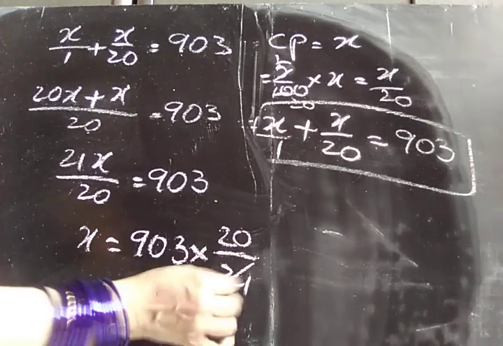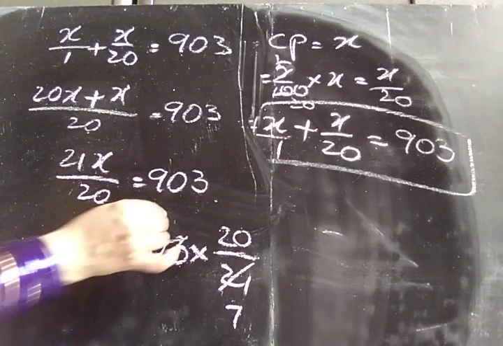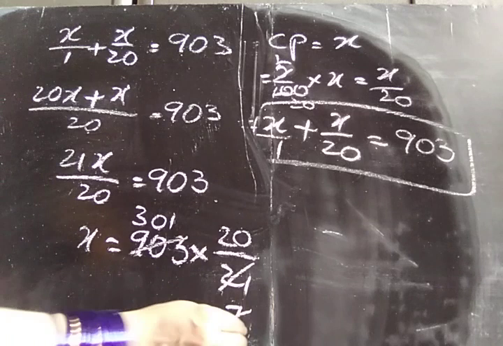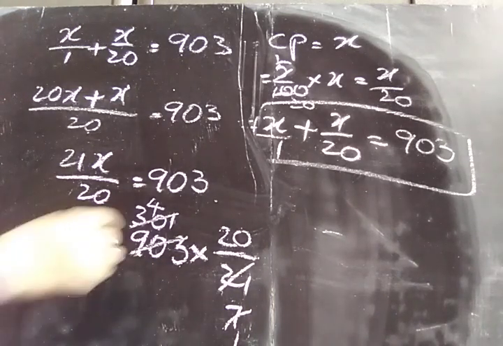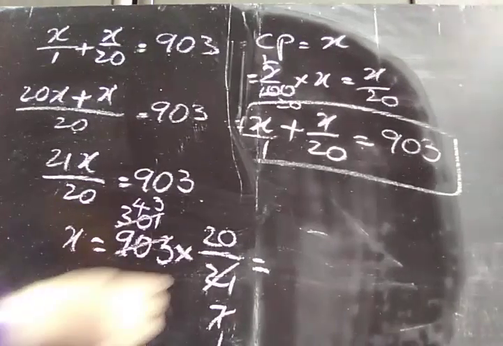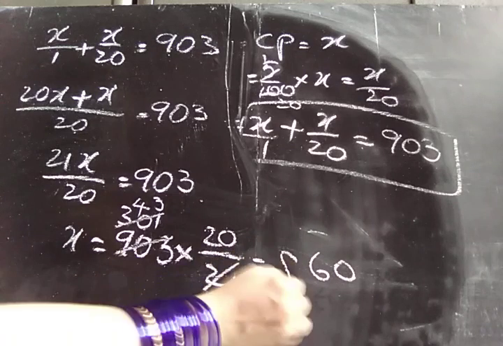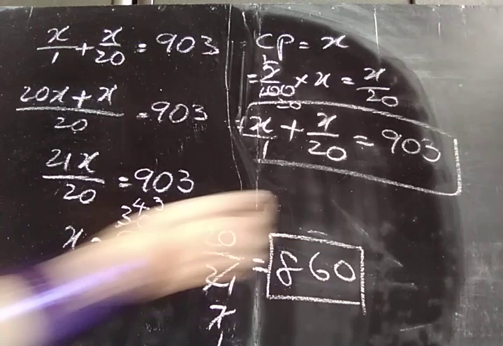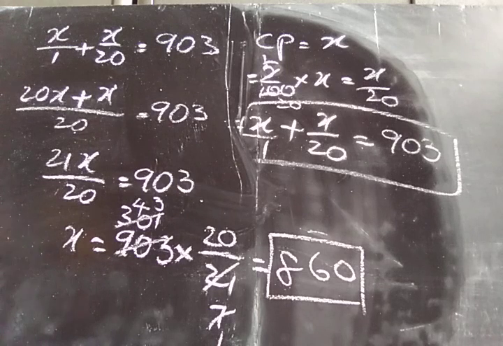You can cancel this one by 3. 3 sevens 21, 3 3s 9, 0, 3 ones. Cancel the 7 also: 7 ones, 7 4s 28, 7 3s 21. Now 2 3s are 6, 2 4s are 8. So CP is equal to 860 rupees. Understood, children? Understood?